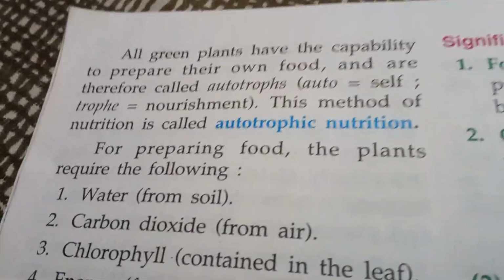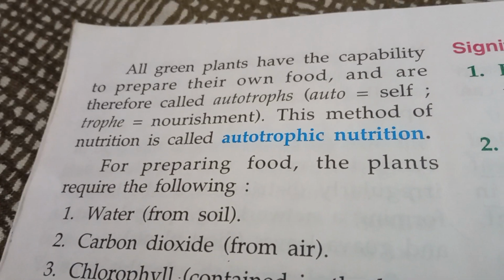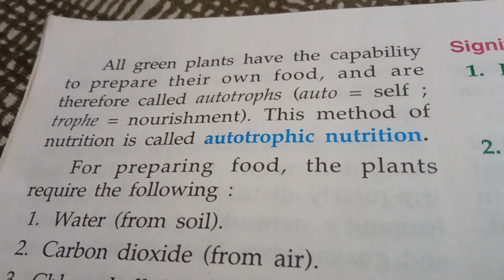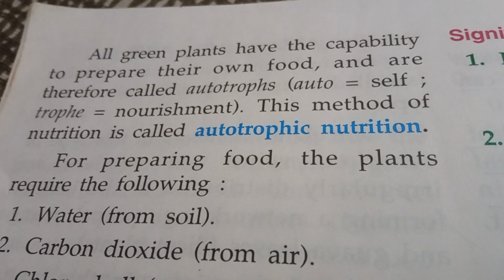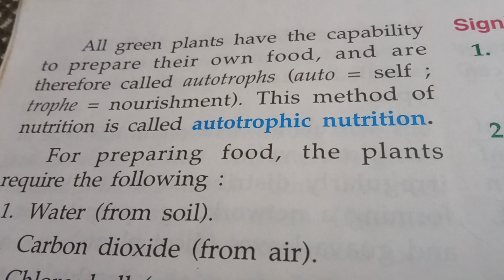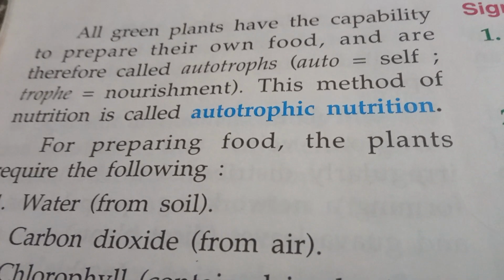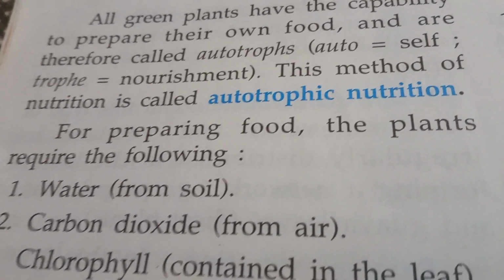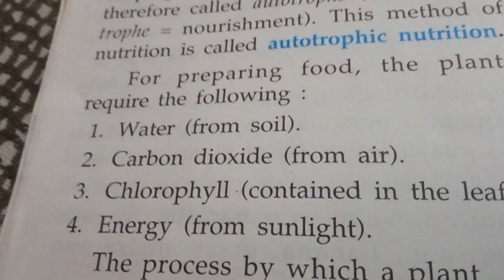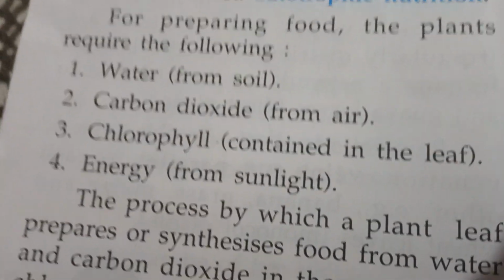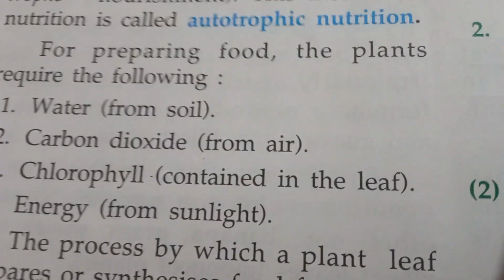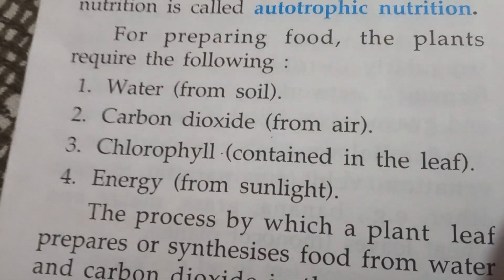Okay, and then all green plants have the capability to prepare their own food and are therefore called autotrophs. Auto means self, troph means nourishment, self nourishment. This method of nutrition is called autotrophic nutrition. For preparing food, the plants require the following: water from soil, carbon dioxide from air, chlorophyll contained in the leaf, energy from the sunlight. You need four things. Okay.